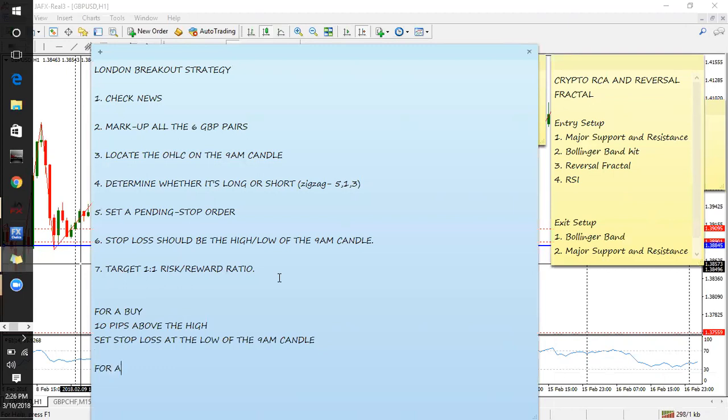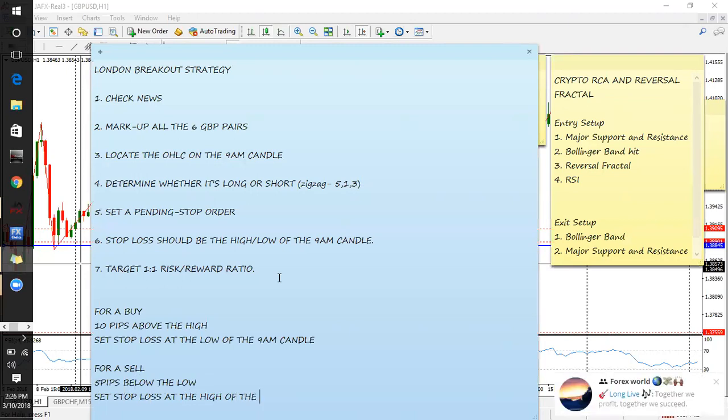Then for a sell, it's different. You're going to be 5 pips below the low. Then set your stop loss at the high of the 9 a.m. candle.